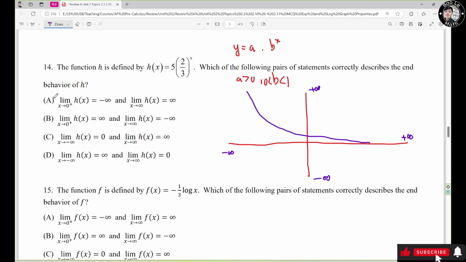Now let's take a look at the answer choice A and B right here. Limit of the function h of s when s approaches 0 plus, which is the vertical asymptote, right?